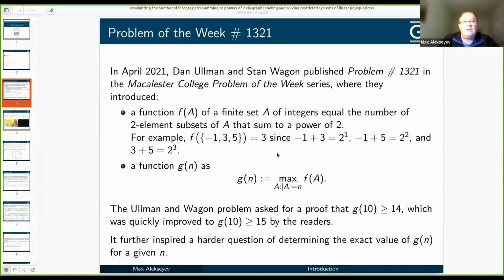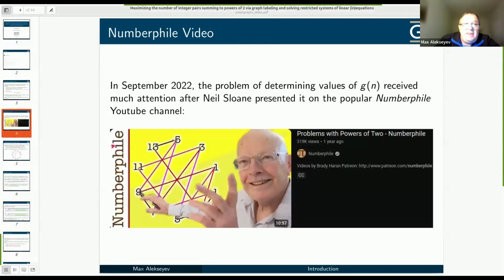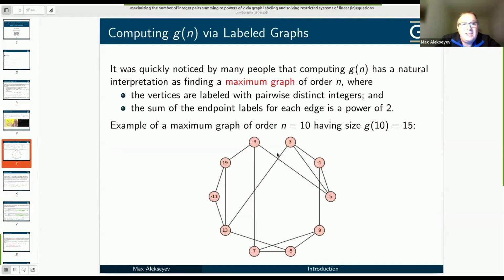In 2022, in September of that year, Neil presented this problem at a very popular YouTube channel called Numberphile, and this brought a lot of people looking at this problem, and there were a lot of developments.